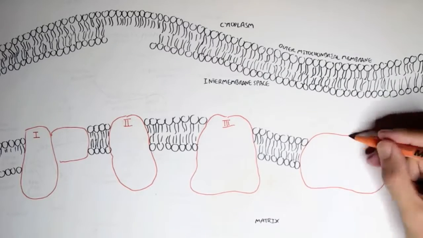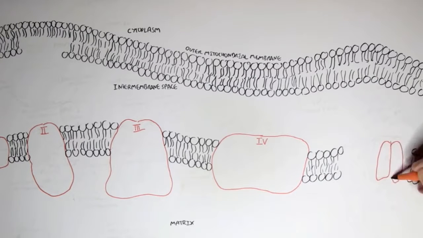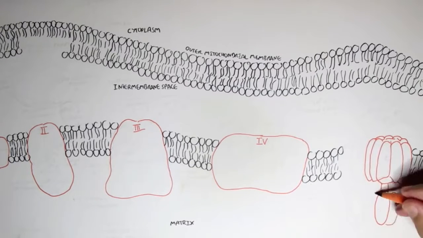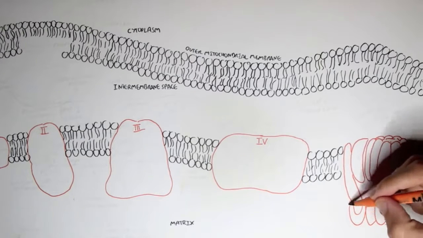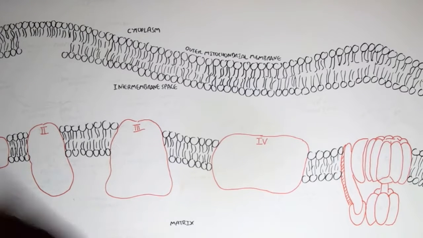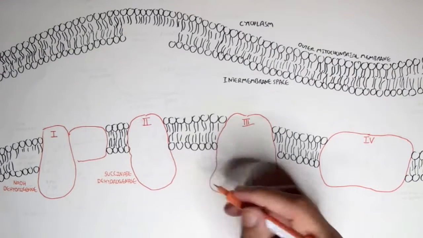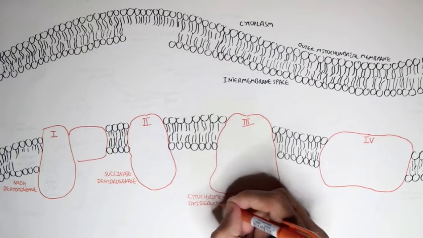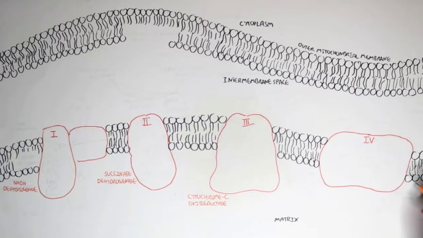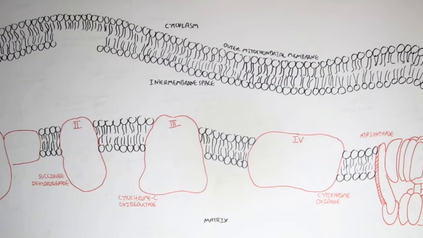Also in the oxidative phosphorylation process, we cannot miss out the one important enzyme which creates the ATP, known as ATP synthase over here. ATP synthase is sometimes known as complex 5, but for now we'll just call it ATP synthase. Now, the four complexes each have names. Complex 1 is known as NADH dehydrogenase. Complex 2, succinate dehydrogenase. Complex 3, cytochrome c oxidoreductase. And complex 4 is known as cytochrome oxidase. And lastly, complex 5 is known mainly as ATP synthase.